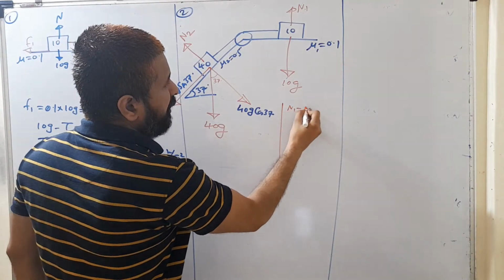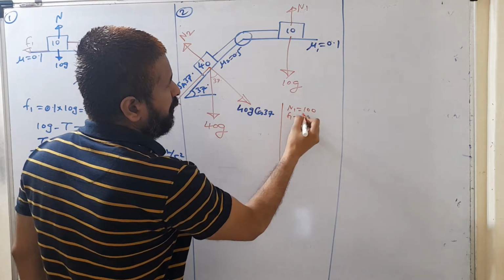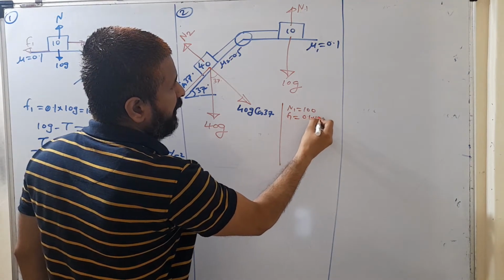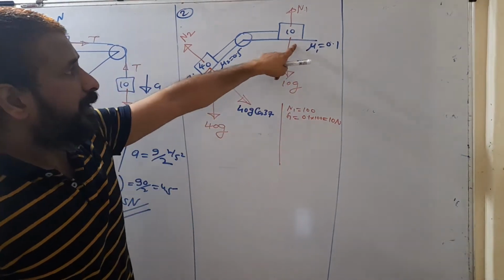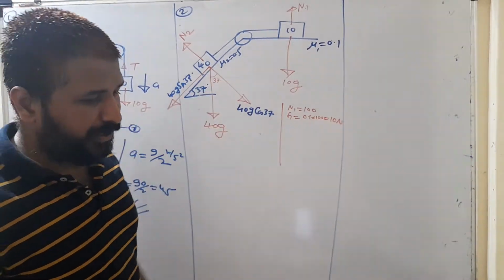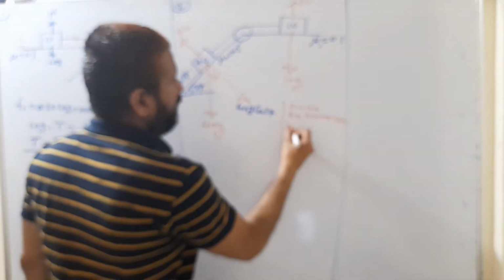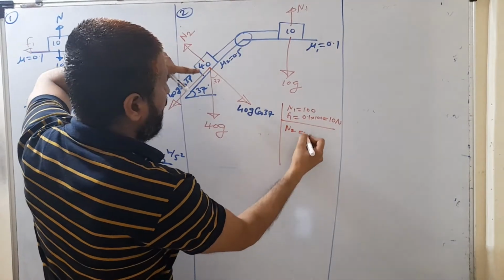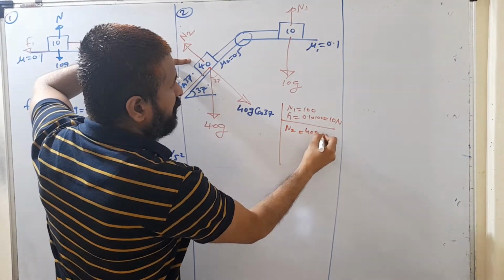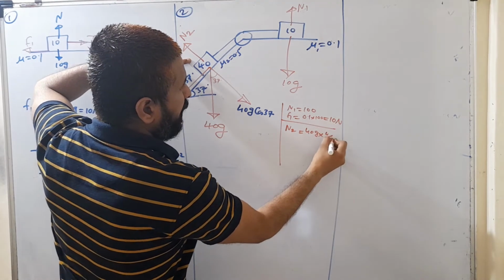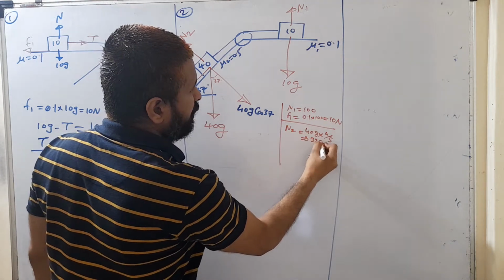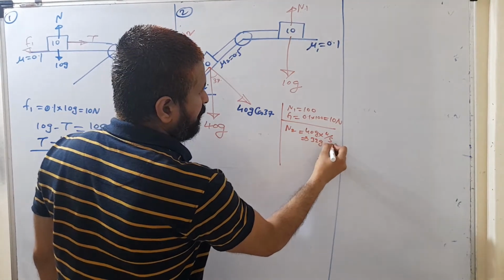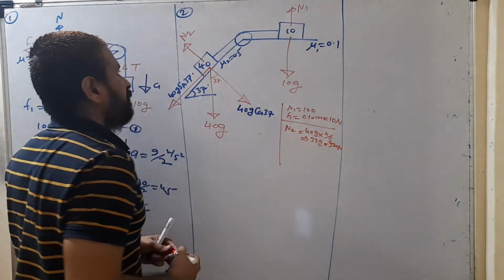तो N1 कितना है हमारा 100, तो F1 कितना हो जाएगा 0.1 into 100, that is 10 Newton. So the friction force which is acting here is what? 10 Newton. Now calculate N2. N2, second block, base block. N2 is what? 40g cos 37. Cos 37 is 4 by 5. So 8g, 32g. Clear? That is 320 Newton.